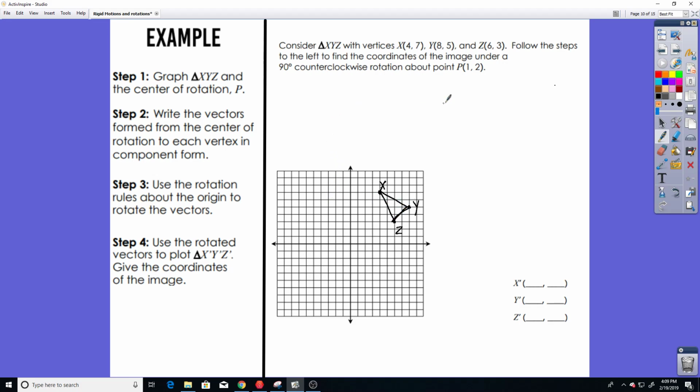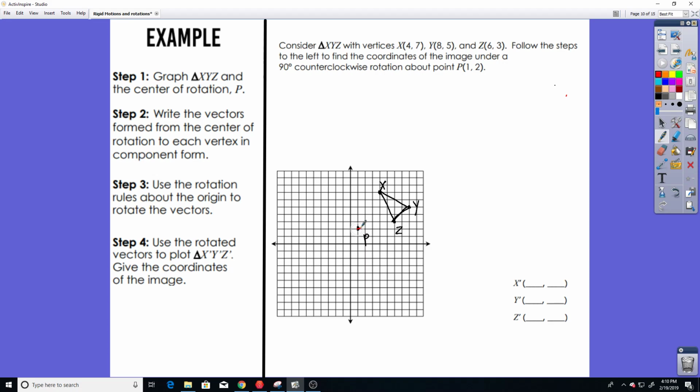And we have this problem. Follow the steps to the left to find the coordinates of the image under a 90-degree counterclockwise rotation about point P (1, 2). When it says about point P (1, 2), that means that's our center of rotation. So I'm going to plot that (1, 2). That's our point P. Well, what difference does this make? It makes a significant difference because now we actually have to draw vectors. That's step 2.